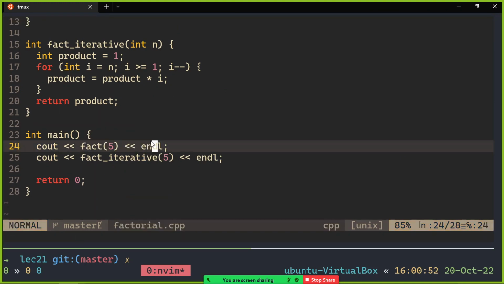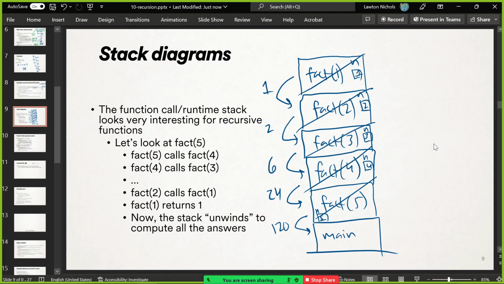Main's the one who asked for fact of 5 in the first place, so that it could print out whatever it got back from fact of 5. And then finally 120 appears on our terminal screen. So you build up your computation. Everybody's waiting on everybody else. And then once you hit the base case, you start unwinding. Everybody starts giving back answers to the people who are asking for those answers.